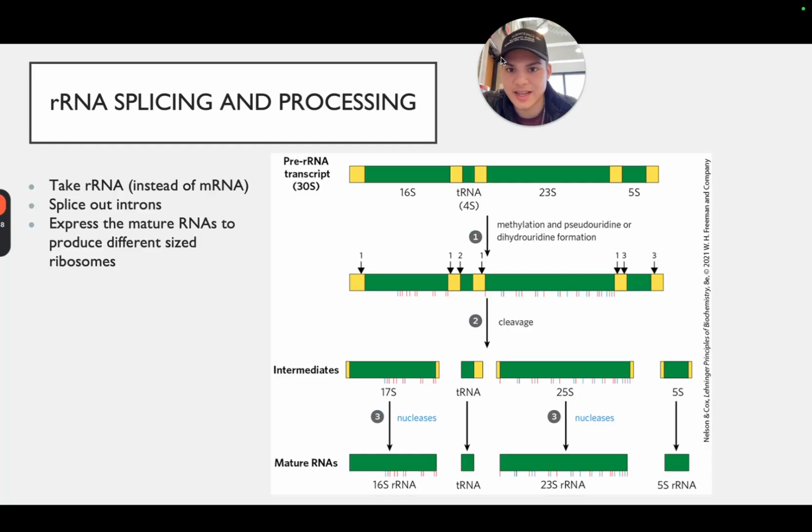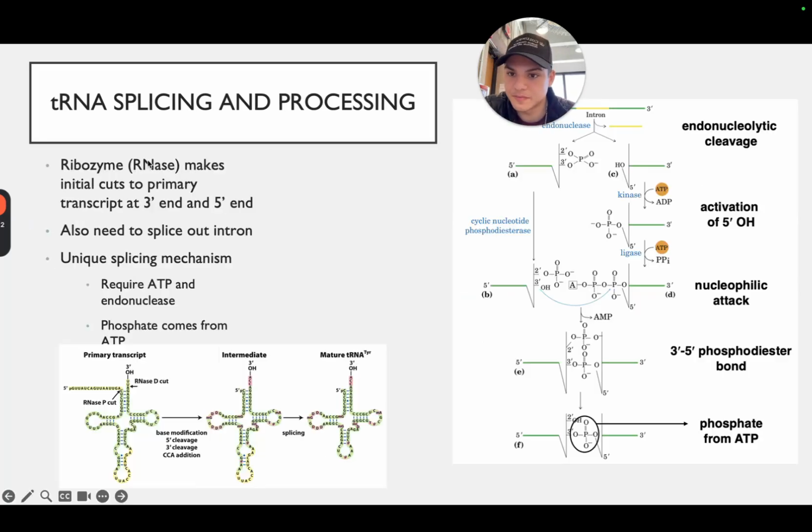So RNA splicing and processing. Take rRNA instead of mRNA, splice out the introns, and express mature RNAs to produce different size ribosomes. So as you can see here, we have our pre-rRNA transcript. And again, we're going to do methylation, pseudouridine, dihydrouridine formation, and it's going to modify this rRNA. And then we do a bunch of cleavages, we do a bunch of processing, and that allows us to develop our mature rRNA and also our mature tRNA as well. So that's just something to know about splicing and processing, specifically for the rRNA.